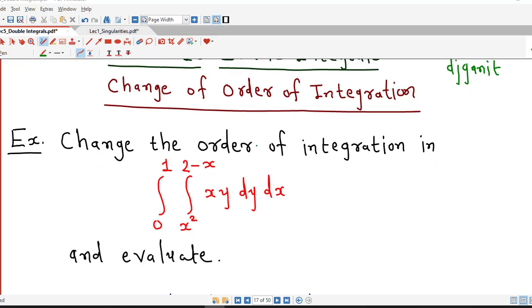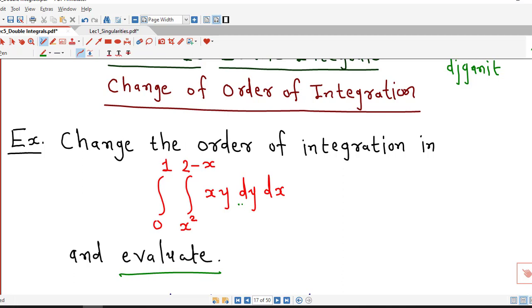Let's do one more problem on changing the order of integration and then evaluating the given double integral. So here we are asked to change the order of integration in the given double integral, and after changing the order we have to evaluate the given double integral. So first we understand what is the given information.